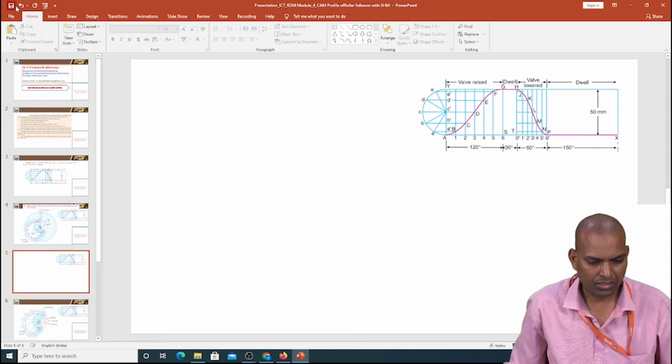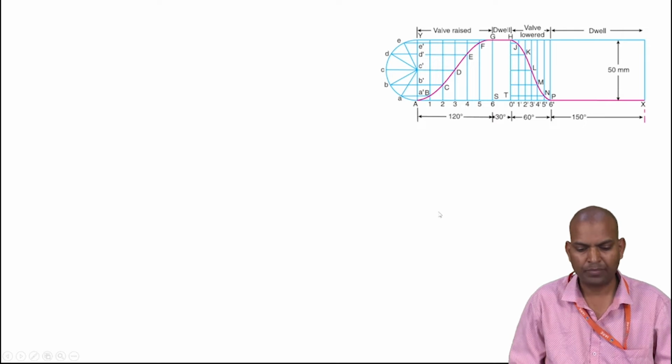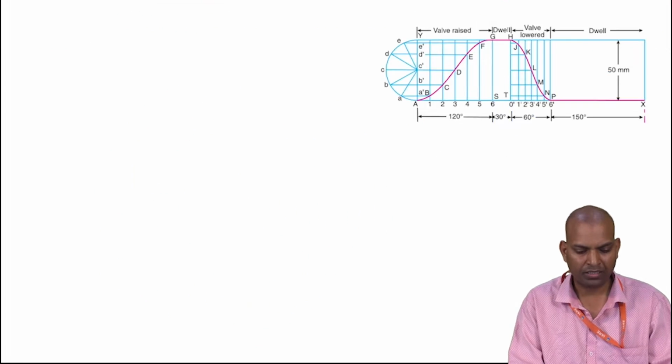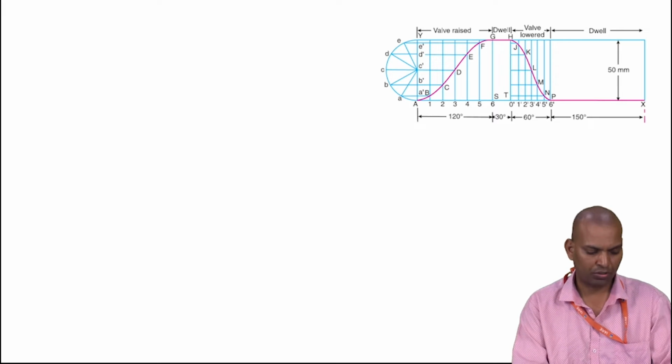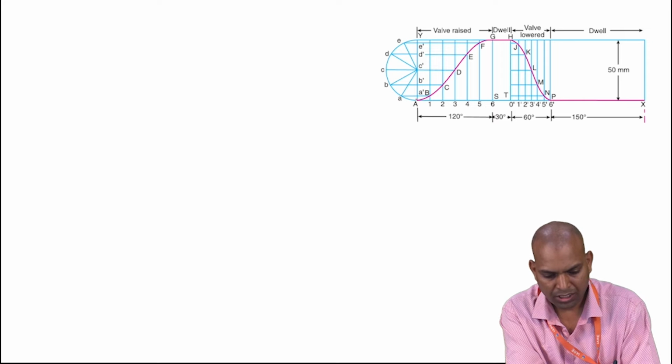When the axis is offset, by how much is it offset? They mention here that it is a 15 millimeter offset. That is the case study we are going to study now. Now, this is the curve we have just drawn. That is the SHM curve.